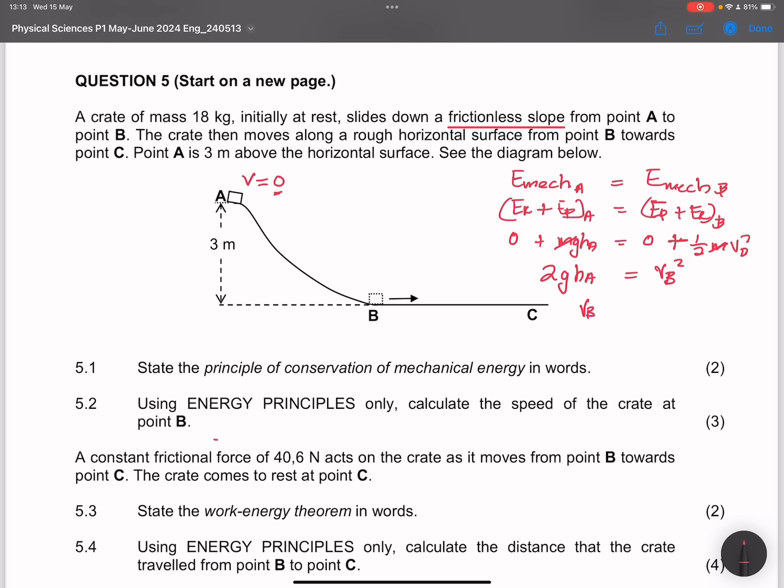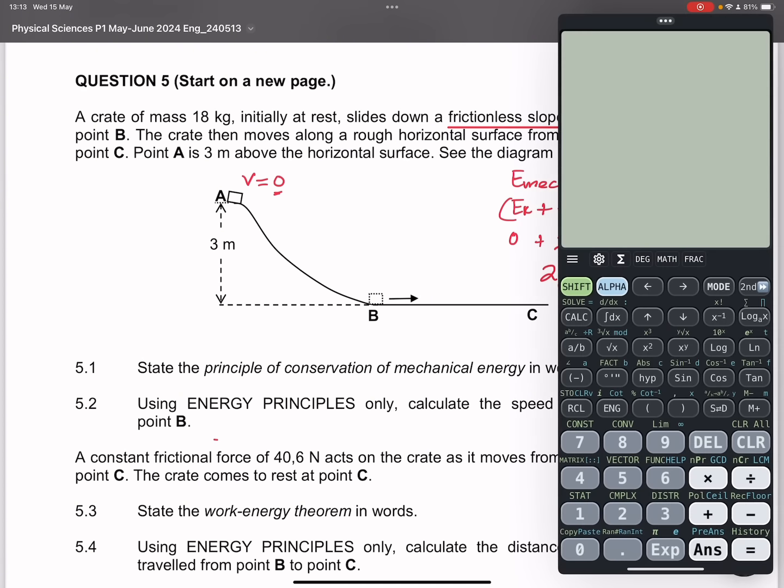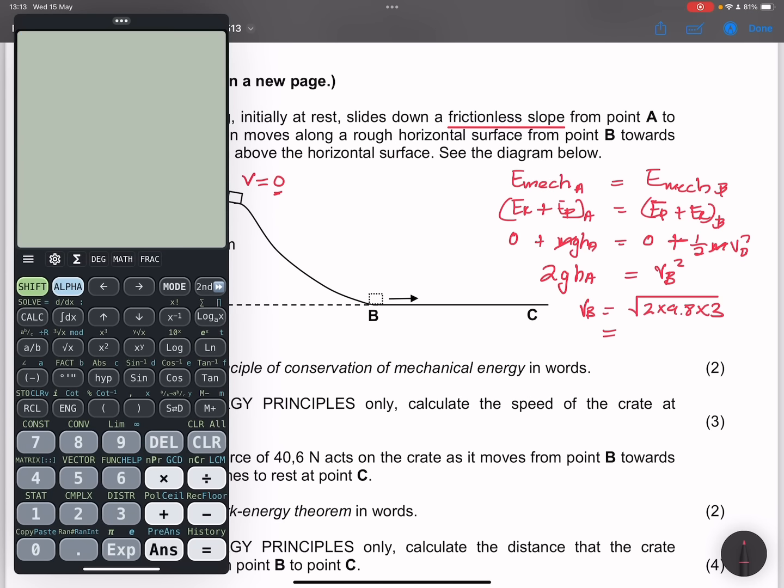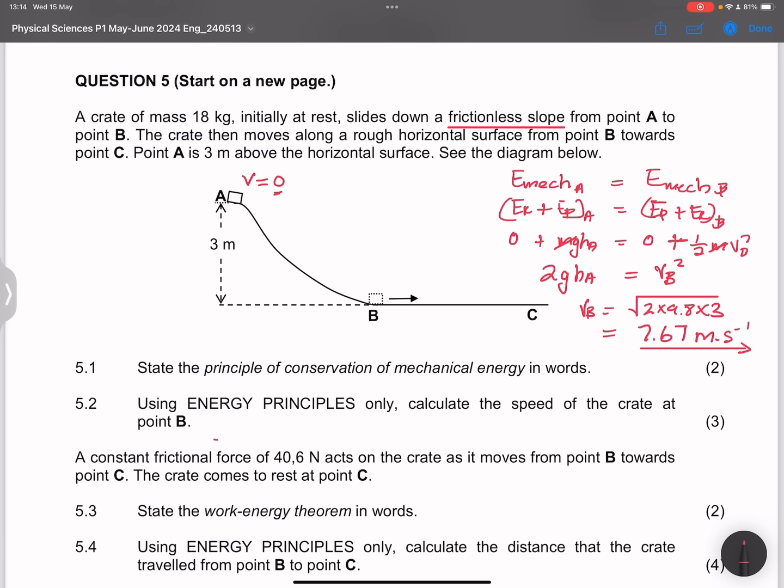So the velocity at B would be the square root of 2 times 9.8 times the height, which is 3. Let's find that out. That's the square root of 2 times 9.8 times 3. Right, so I get a value of 7.67 meters per second. So we're going to have that as our final velocity at B. I'm going to just put it there, 7.67 meters per second.